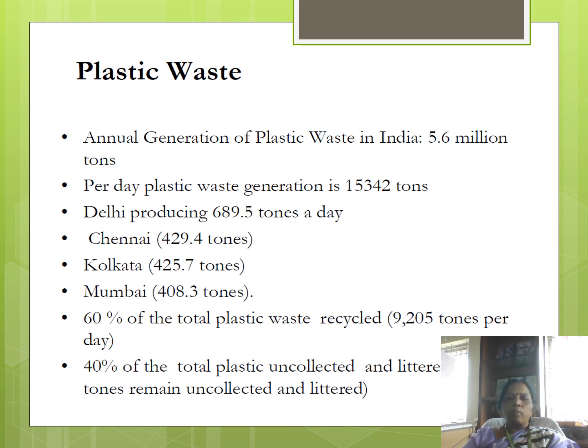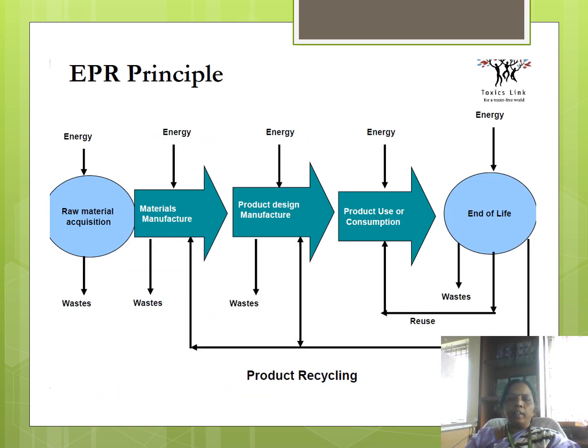Next comes plastic waste. The annual generation of plastic waste in India is around 5.6 million tons. The per day plastic waste generation is around 15,342 tons, with Delhi producing 689.5 tons, Chennai 429, Kolkata 425, and Mumbai 408. 60% of the total plastic waste is recycled, and 40% is uncollected and littered in the atmosphere as such.